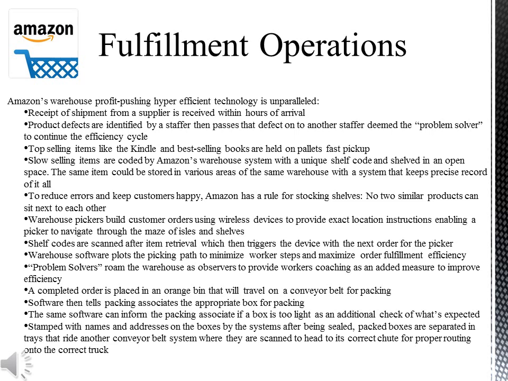A completed order is placed in an orange bin that travels on a conveyor belt for packing. Software then tells packing associates the appropriate box for packing. The same software can inform the packing associate if a box is too light as an additional check of what's expected. Stamped with names and addresses on the box by the system, after being sealed, packaged boxes are separated into trays that ride another conveyor belt system where they are scanned to head to the correct chute for proper routing onto the correct truck.